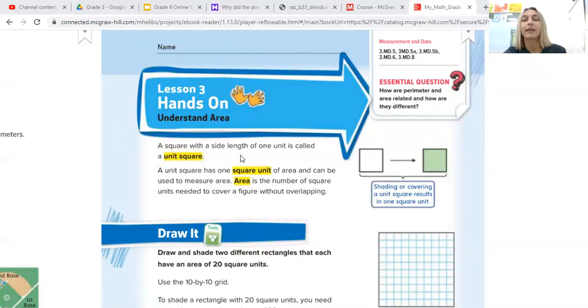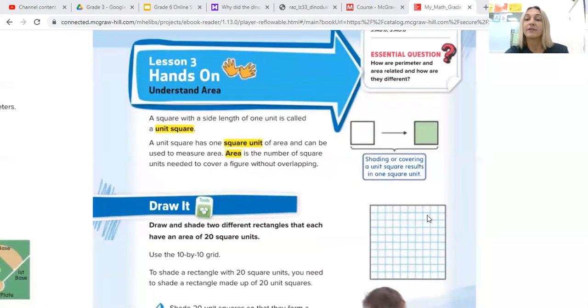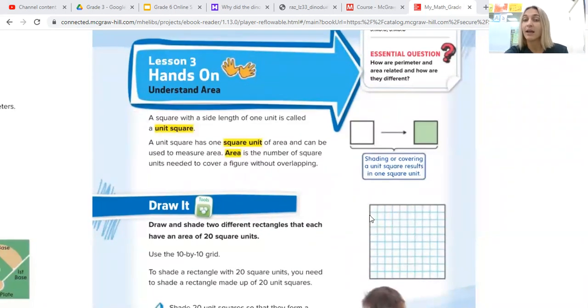A square with a side length of 1 unit is called a unit square. So when you're finding the area, you'll often have your shape on a grid like this. Each one of these squares is 1 unit square. A unit square has 1 square unit of area and can be used to measure area. So when we find the area of something and we need a label, we will say the number square units. So we can just count the unit squares and it tells us what our area is.